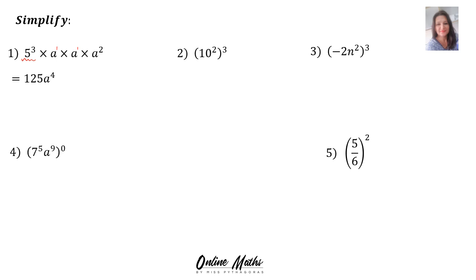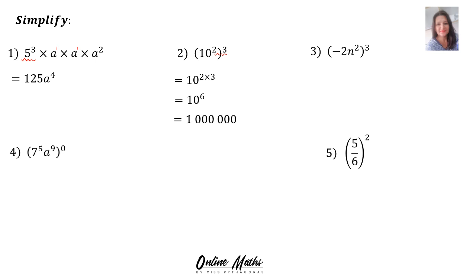Number 2: 10 squared cubed. This bracket means multiplication. Therefore, it's 10 to the 2 times 3, which is 10 to the 6, and 10 to the 6 is 1 million. Number 3: inside a bracket, negative 2n squared, and then the whole bracket is cubed.